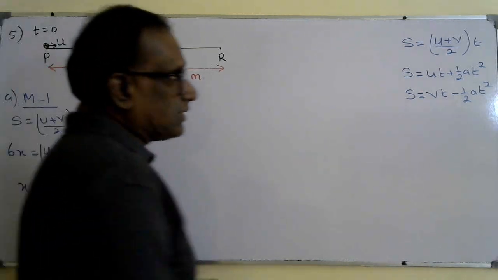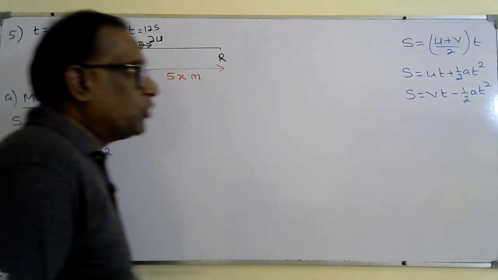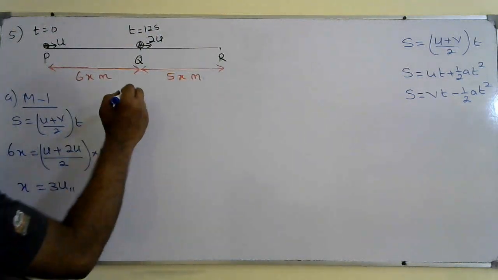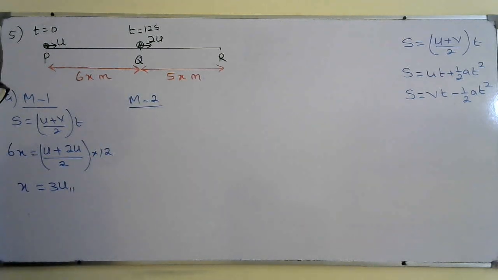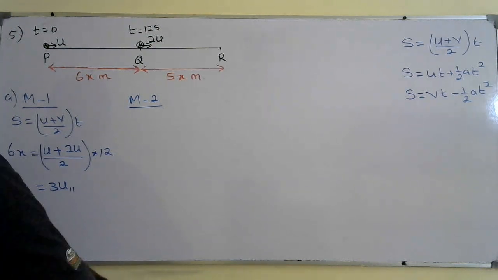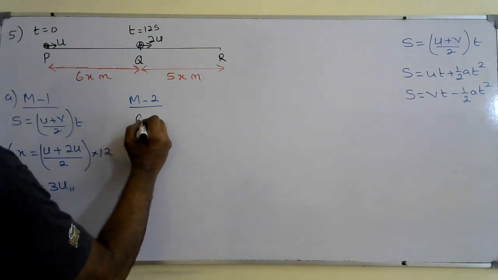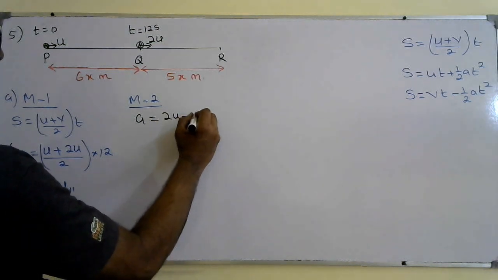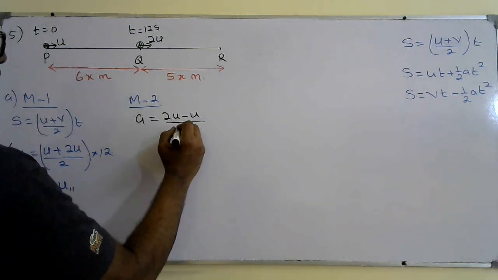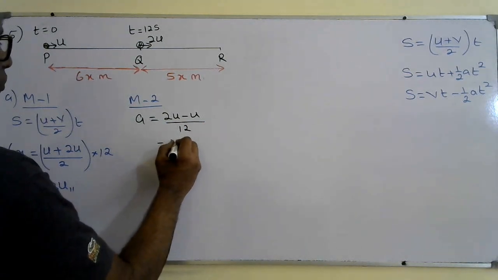But you can ask, can't we use this equation? Yes, you can, but the only thing is you need to find the acceleration. So method 2 I'll do. If you like to do it that way, you can, no problem. So we need to find the acceleration. It's a constant acceleration. So a is going to be the change in velocity, 2u minus u, over the time taken, which is 12. So it's going to be u over 12.